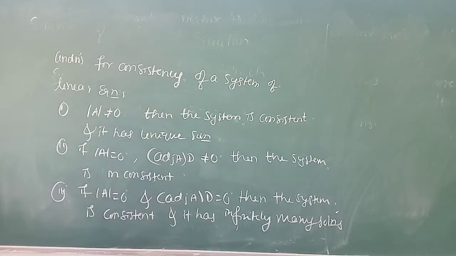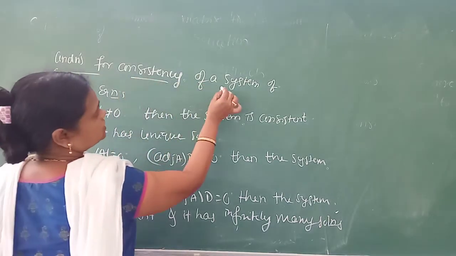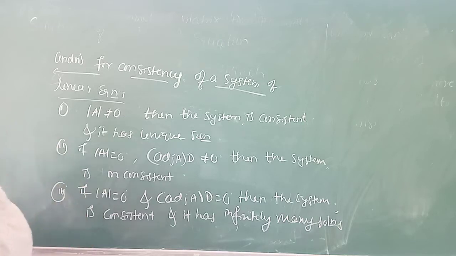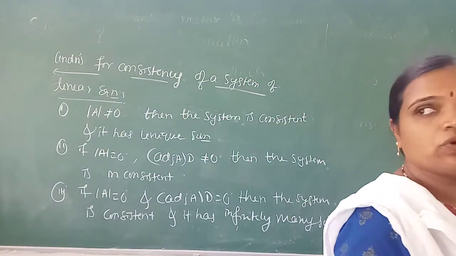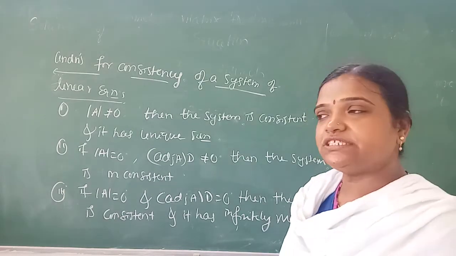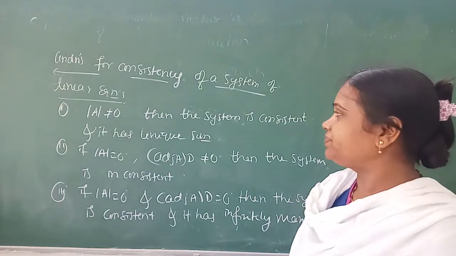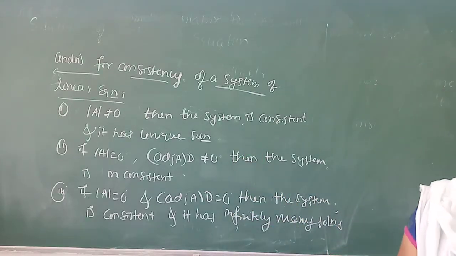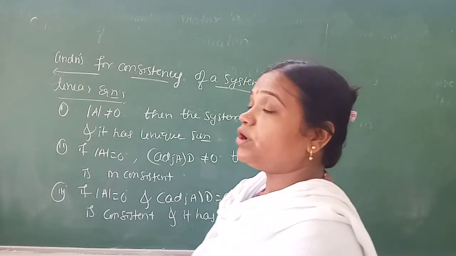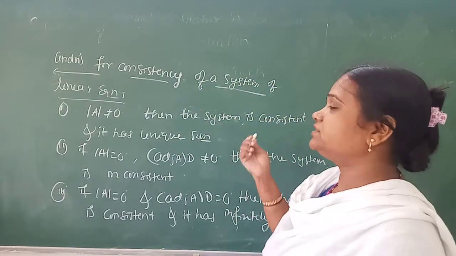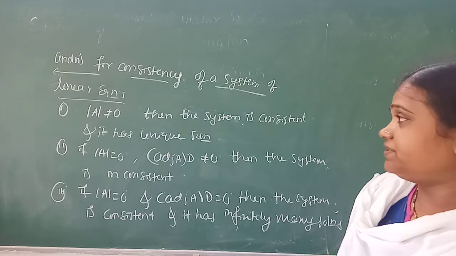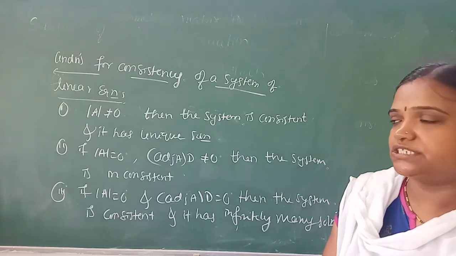This is the condition for the consistency of a system of linear equations. Very first step is what? Determinant A not equal to 0. We know that if determinant A not equal to 0, A inverse exists. A inverse exists means naturally the values of x, y, z exist. Therefore, the system is what? Consistent. Because if a system has one or more solutions, we call it consistent. Therefore, here the given system of equations is consistent.